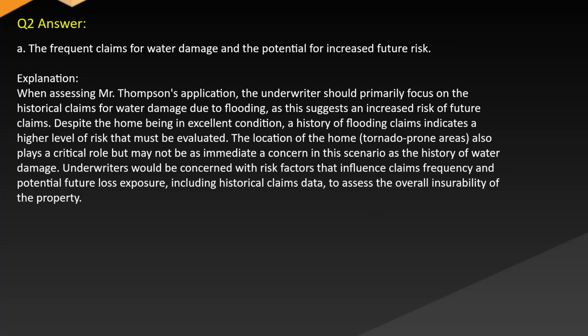Answer A. The frequent claims for water damage and the potential for increased future risk. Explanation: when assessing Mr. Thompson's application, the underwriter should primarily focus on the historical claims for water damage due to flooding, as this suggests an increased risk of future claims. Despite the home being in excellent condition, a history of flooding claims indicates a higher level of risk that must be evaluated. The location in tornado-prone areas also plays a critical role, but may not be as immediate a concern in this scenario as the history of water damage.